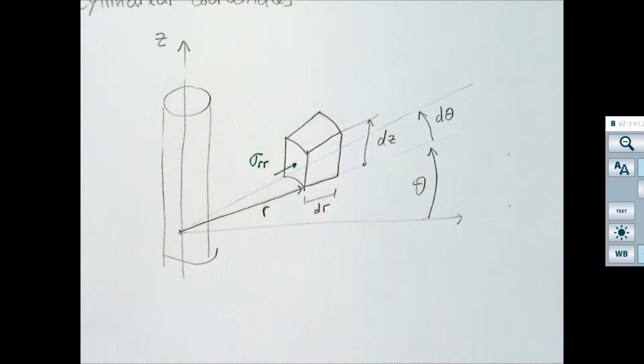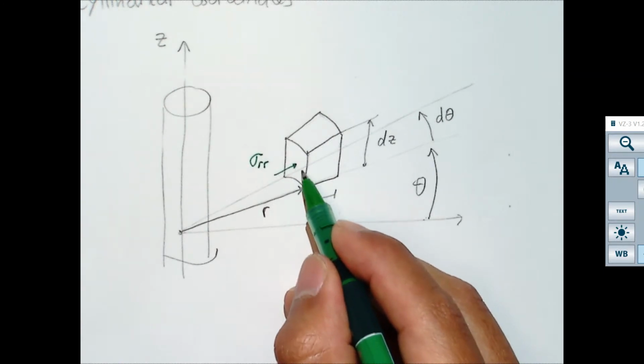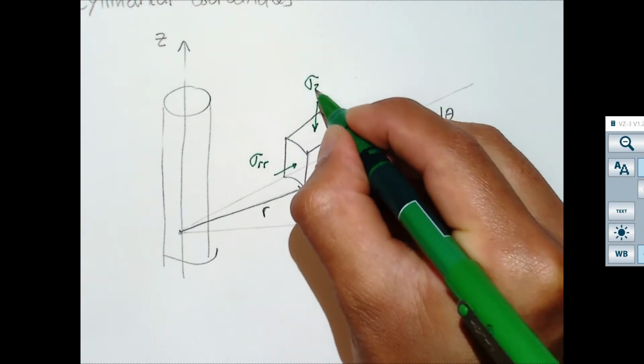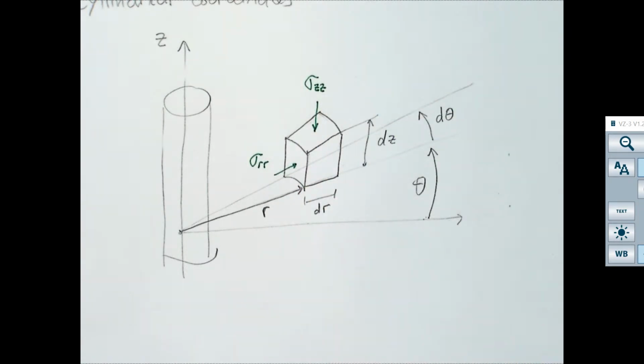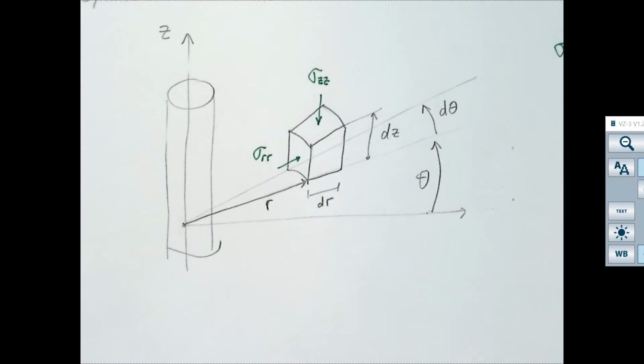Sigma RR, which is the stress on the face perpendicular to R and perpendicular to the face, is a normal stress, right? What about this one? Sigma ZZ, and this is the axial stress. Sigma RR has a name and is a radial stress. Sigma ZZ, we already knew sigma ZZ, right? But here in this case, we can call it the axial stress. And I'm missing one.